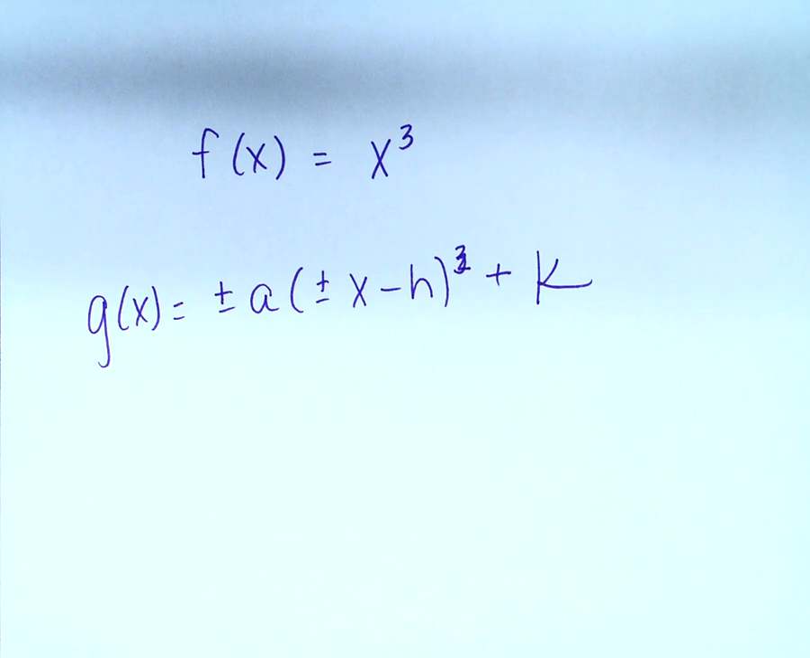So f of x equals x cubed. G of x equals plus or minus a times plus or minus x minus h cubed plus k. First of all, does this look familiar? Hopefully, yes. Okay, so here's my first question to you.